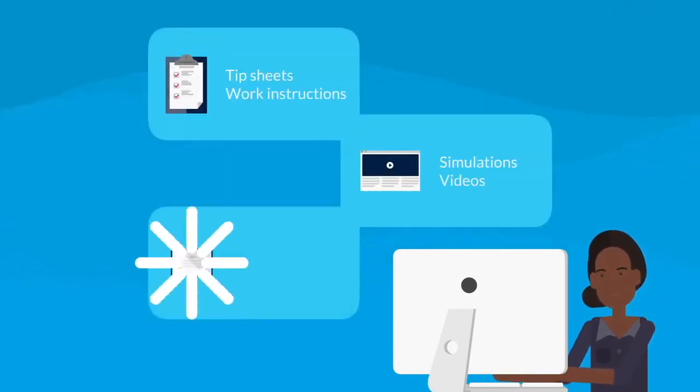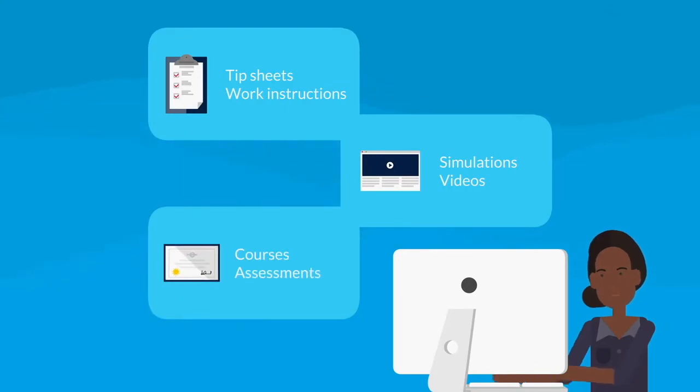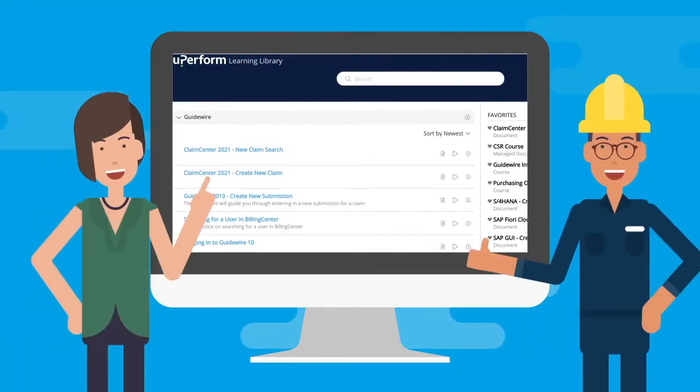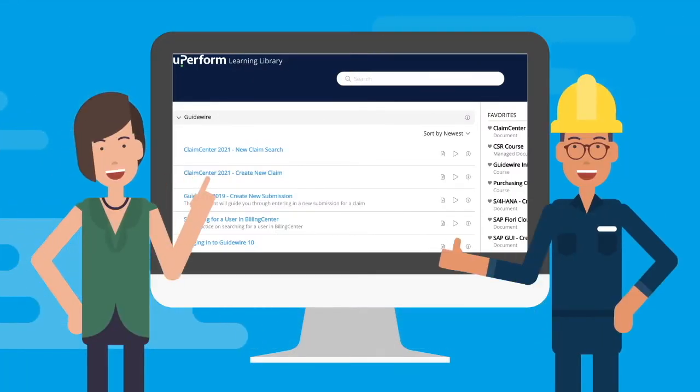From a single recording, authors can create content in a variety of sources, including work instructions, simulations, videos, and even e-learning courses. Provide better support to your end users with multiple learning styles and preferences available at just the click of a button. Third, once your content is uploaded and published in uPerform, it is available to your entire organization in the uPerform Learning Library.